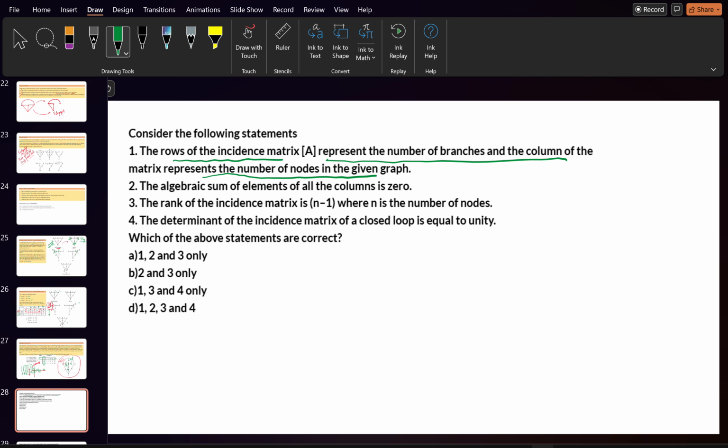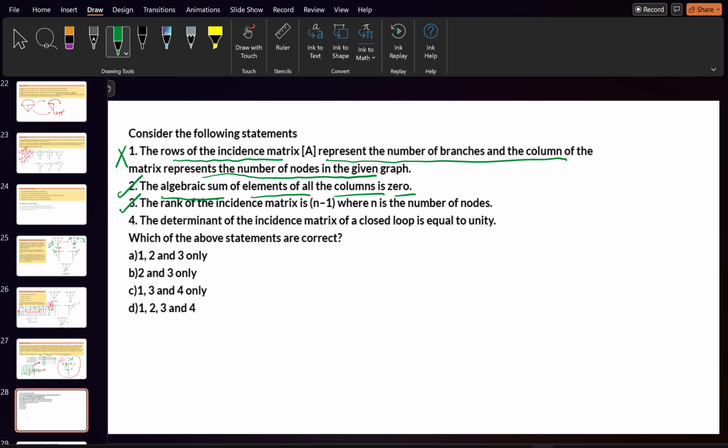So the first option is not correct. Let me see the second option. It is saying the algebraic sum of elements of all the columns is zero. That is actually true. From the matrix itself, we have seen that the summation of a particular column is zero. Okay.